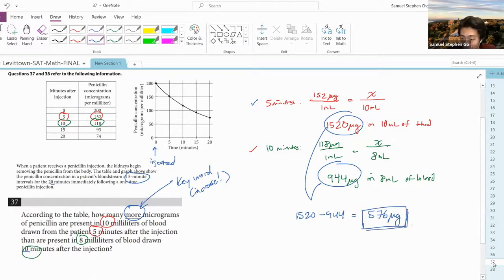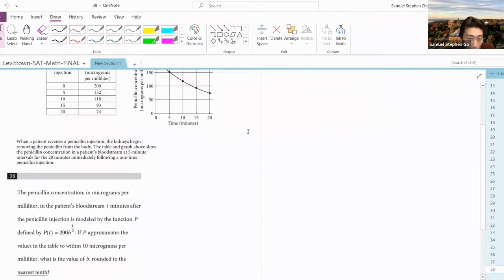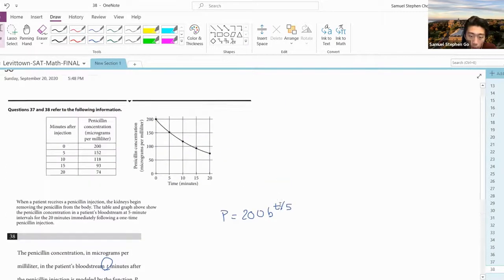All right, and finally, last question here. It is the exact same setup of the question, so I'm just going to scroll down to the problem here, saying that the penicillin concentration in the patient's bloodstream T minutes after the injection is modeled by this function here. So we will write P equals 200 B to the T over 5. If P approximates the values in the table within 10 micrograms per milliliter, what is the value of B rounded to the nearest tenth? So it's basically saying, can we figure out what B is?